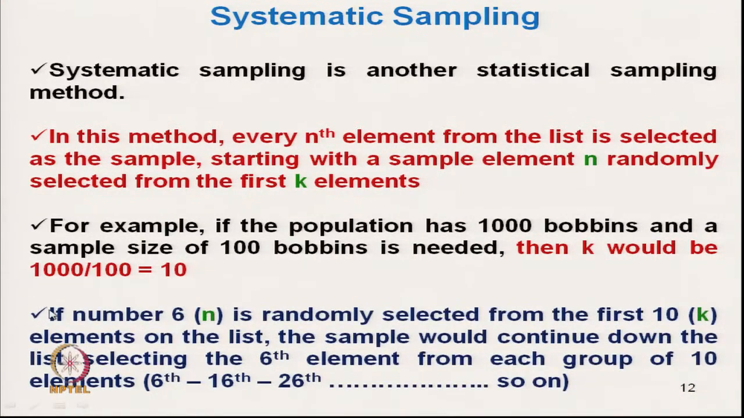So, if number 6, which is n, is randomly selected from the first 10 elements on the list, the sample would continue down the list selecting every 6th element from every group of 10 elements. That means, if it is 1 to 1000, he will start taking the 6th, 16th, 26th, like that. So, this nth term one can decide randomly.